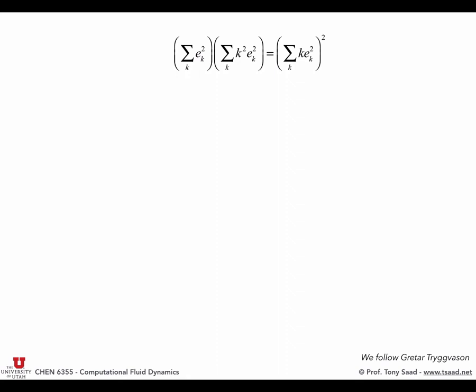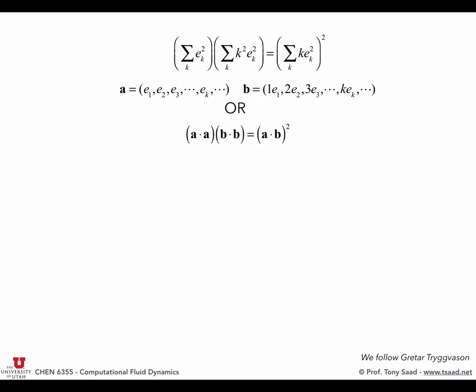I want to get to a form where I can write this as a vector product, okay? So if you take the vector A and call it E1, E2, all the way to Ek, and the vector B and call it K1, K2, all the way to Kk, then what do you have? You have A dot A. So prove it yourself. A dot A is this guy, and B dot B is this guy, right?